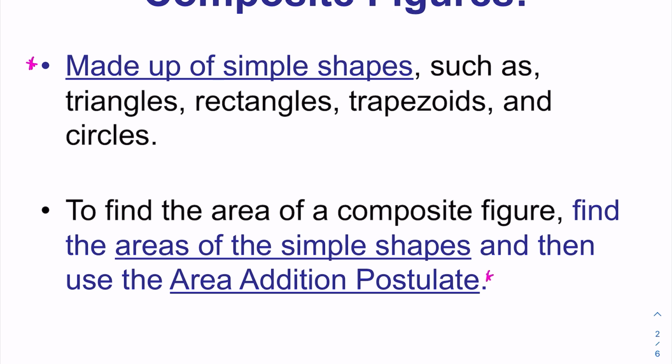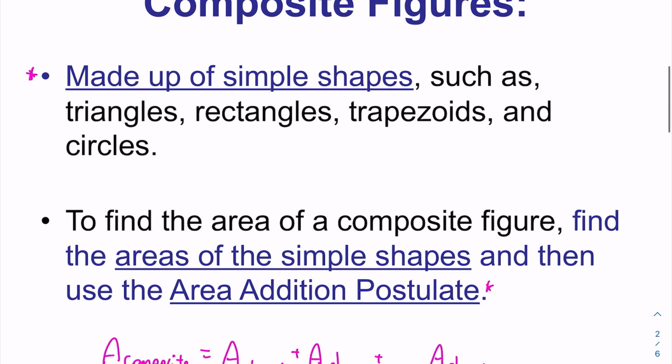Usually we don't name these things, but it's simply the idea that the area of a composite shape will equal the area of the smaller shapes. So the area of shape 1 plus the area of shape 2 plus the area of shape X. You can have only two shapes, but you can have multiple shapes. And our job is to find the area of these composite shapes.